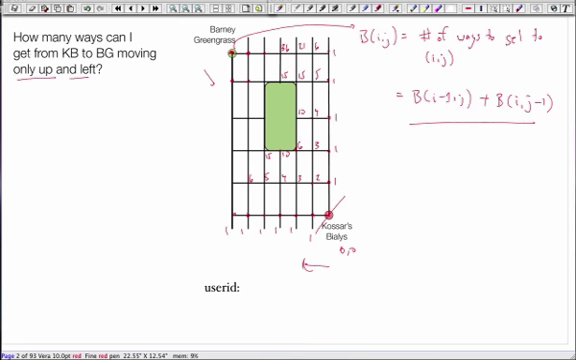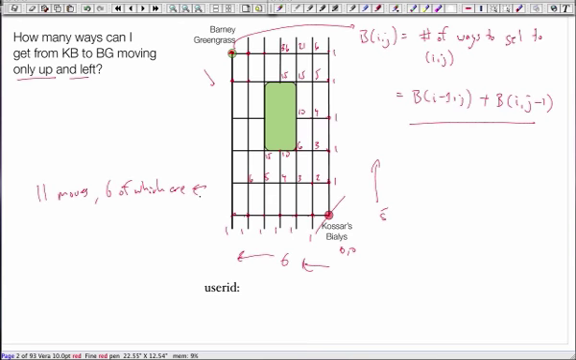You know that you have to move 6 spots this way. 1, 2, 3, 4, 5, 6. And you have to move 1, 2, 3, 4, 5 spots this way. So in any way that you're going to get from Kosar's Bialis to Barney Greengrass, you're going to have to make 11 moves, 6 of which are left.